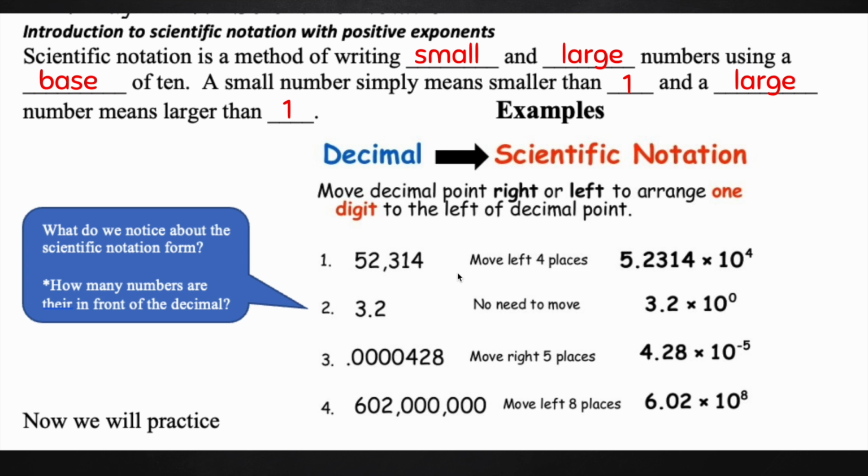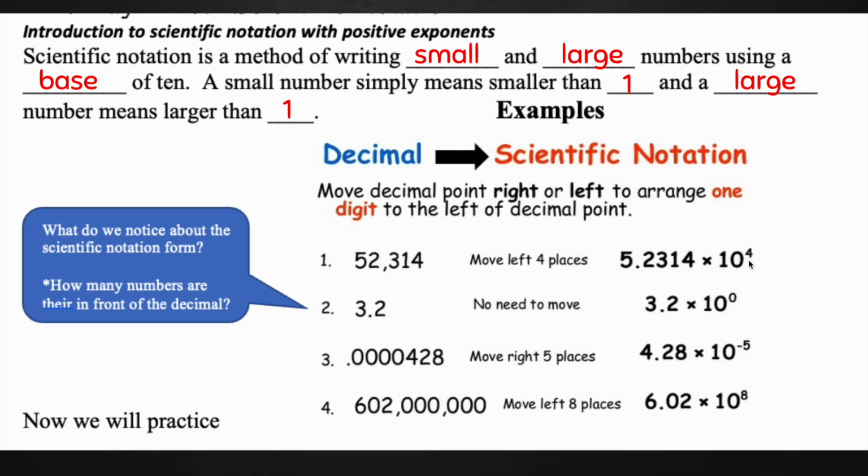Okay. So with this one, we can see that there's 52,314. And to put this into scientific notation, I'd have to take the decimal place, which is at the end here. If you don't see a decimal, it's always at the end. And I'm going to move it 4 to the left. And so I have 5.2314. So none of the digits dropped away. These are all essential numbers. There's no zeros here. So all the numbers are still present.